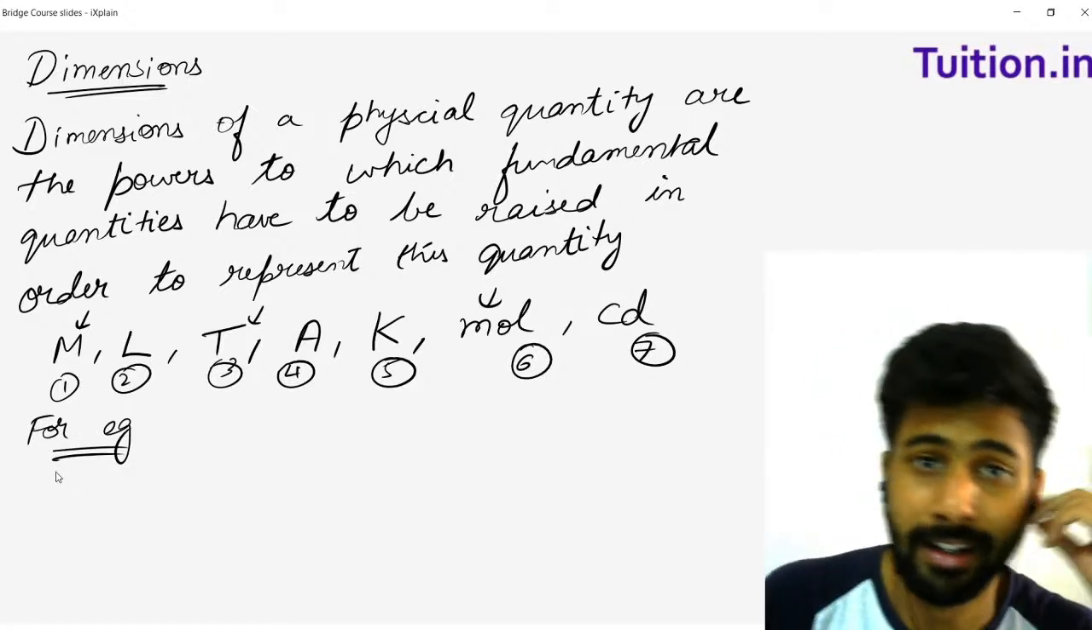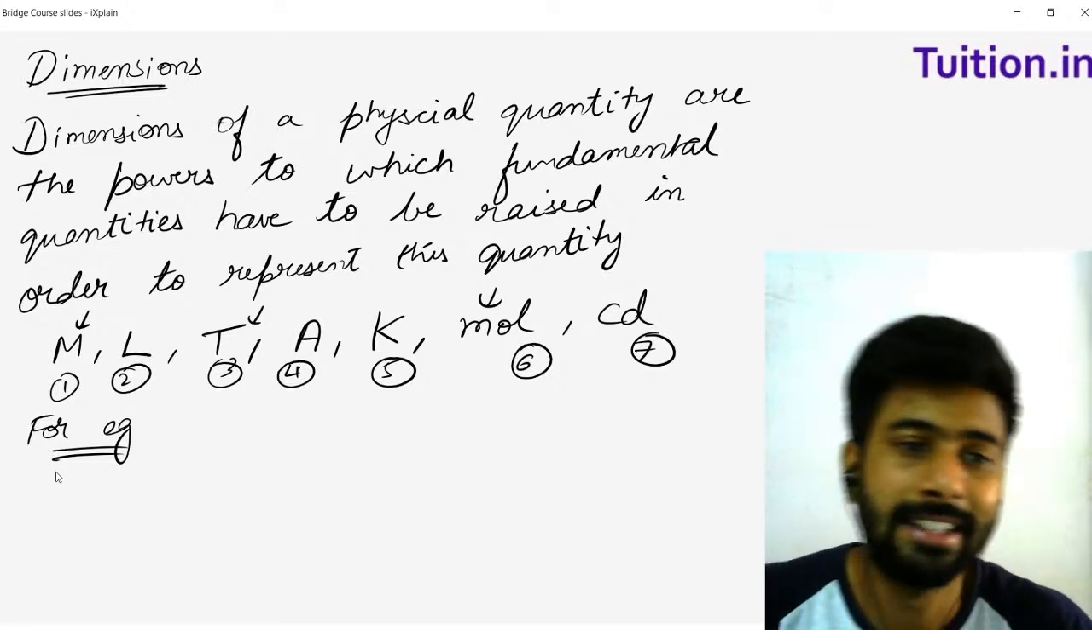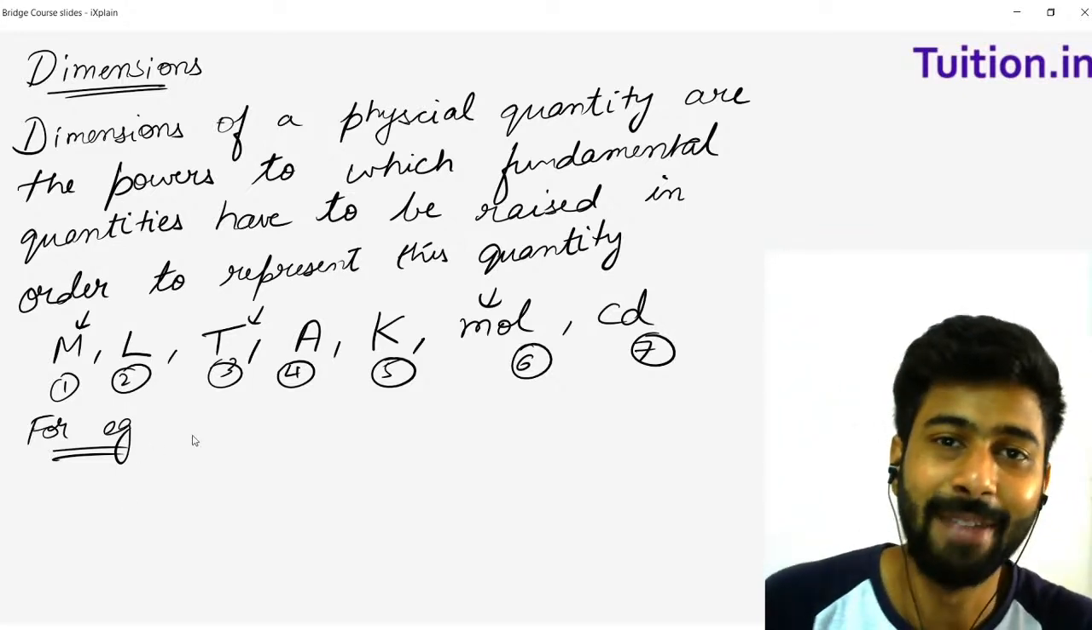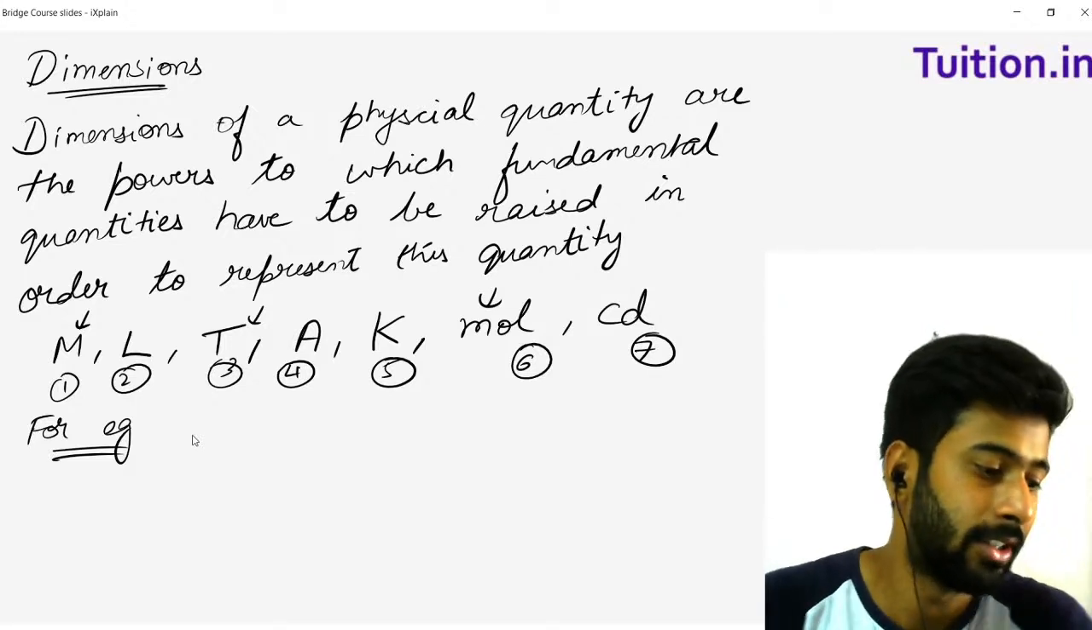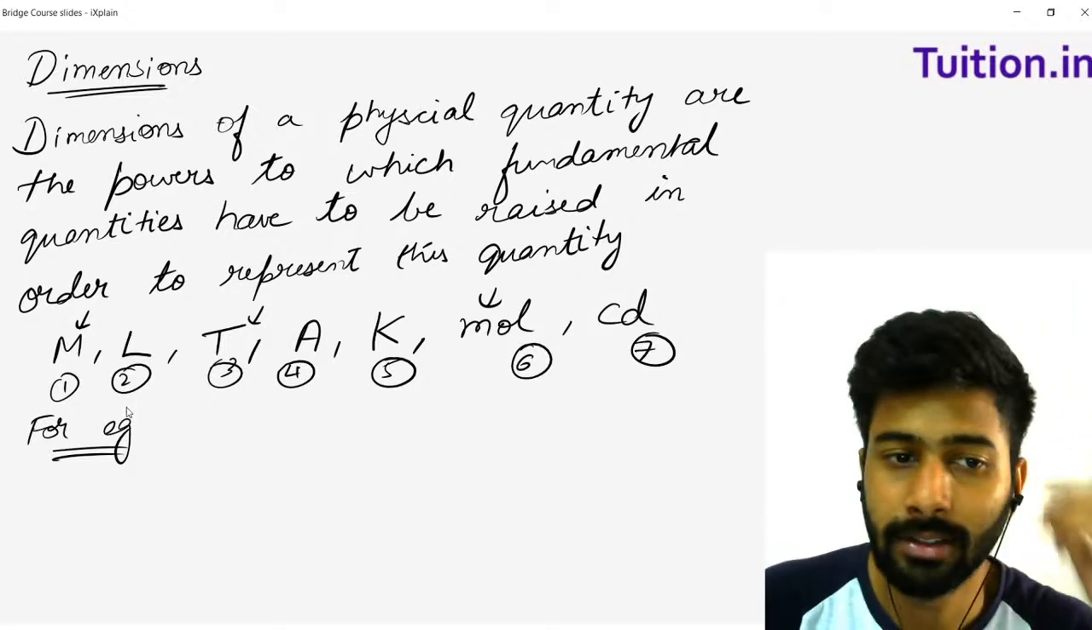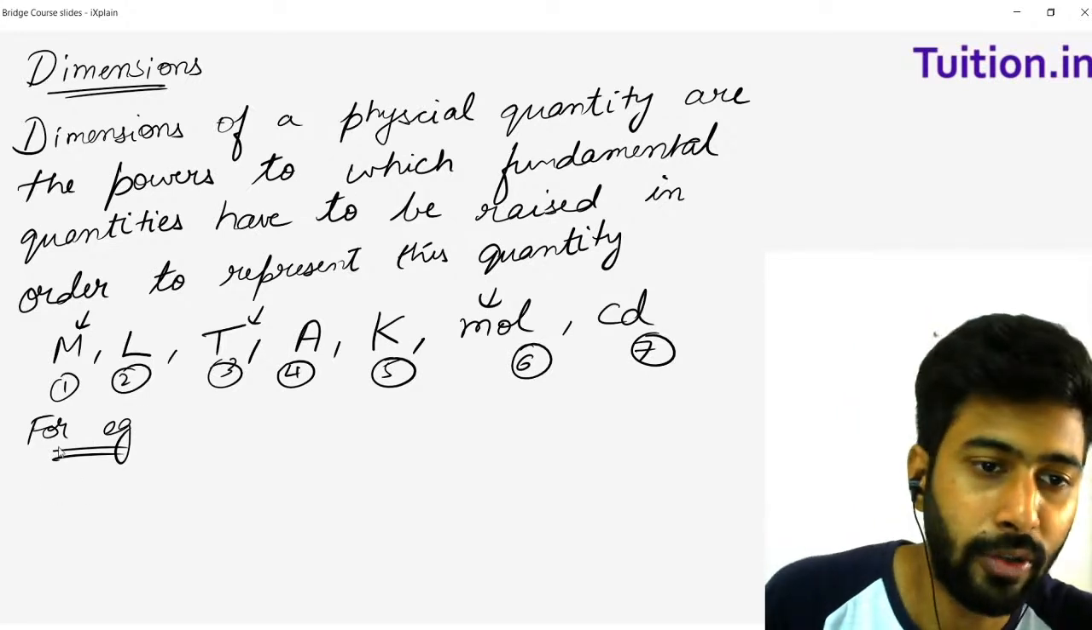I've been using force again and again for some reason. I really like that example because I understood dimensions in my days using force. Hello Astrid, good to see you writing in the chat again. You were quite active yesterday also.